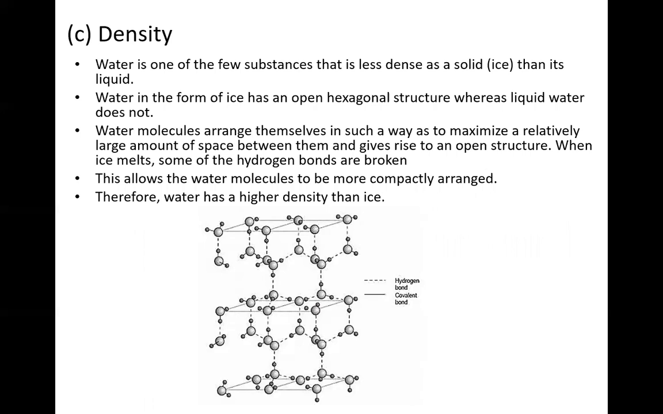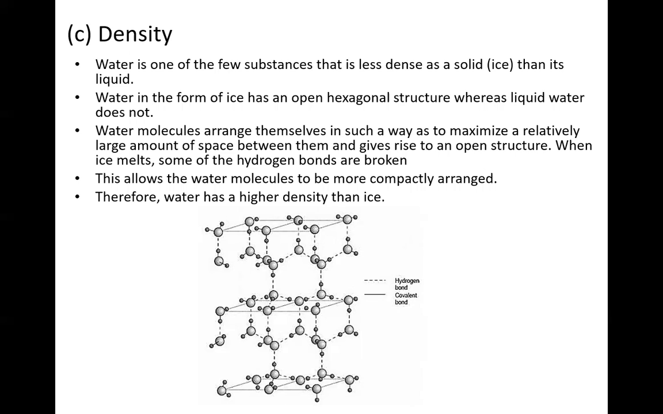Now let's look at the density of water compared to ice. Water is one of the few substances that is less dense as a solid, ice, than as a liquid. So when you go to a restaurant and you order ice kosong, the ice is floating on top of the water, because the ice is less dense than the liquid, but the molecule is still the same, which is H2O.